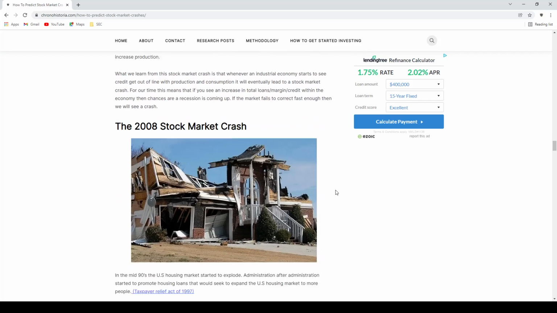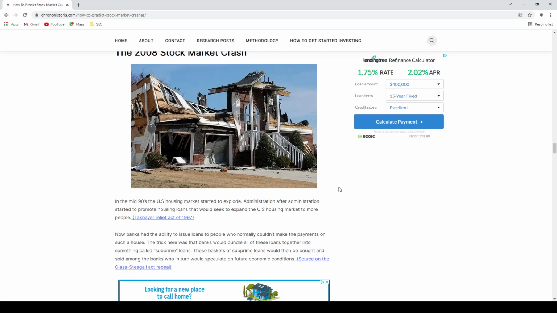So the 2008 stock market crash. This one really grinds my gears and bubbles my cauldron, so to speak, because it was completely avoidable. In the mid 90s, it really started with the Clinton administration, but there was this push to get everybody into a home in the United States. There was the Taxpayer Relief Act in 1997. There were some other things.